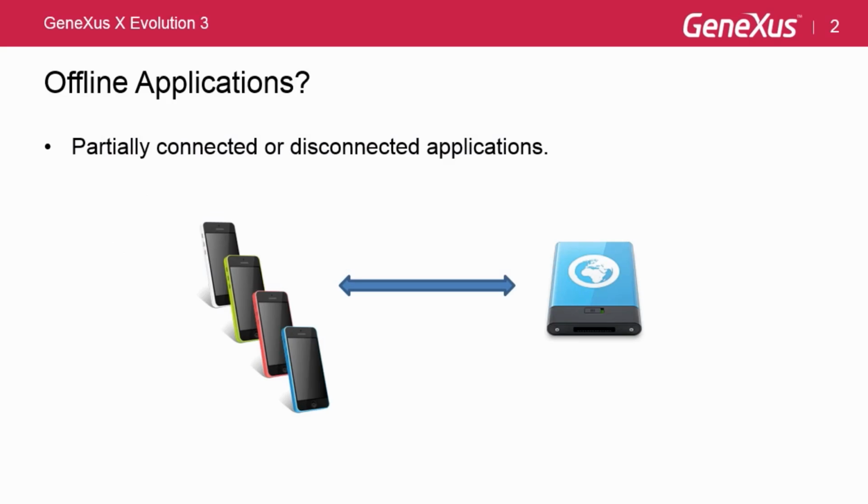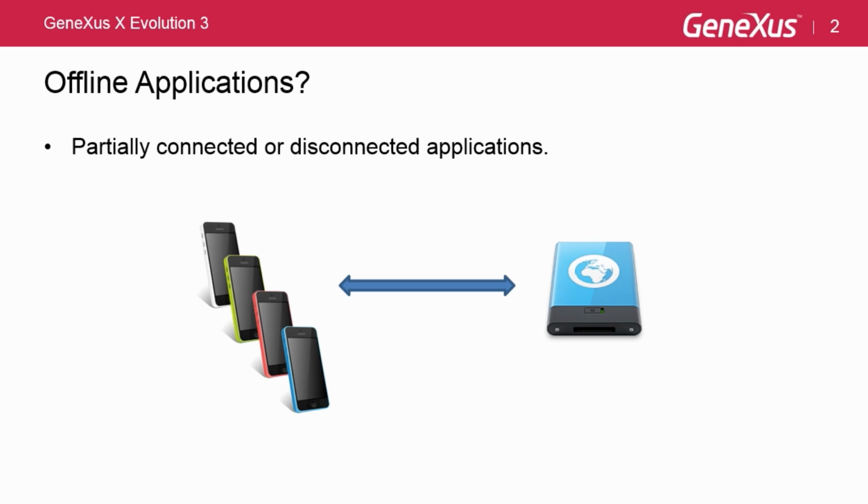So, let's start from the basics. That is, what are offline applications? Offline applications are partially connected, in other words, autonomous applications. And what does this mean? This means that when I'm using my application on my device connected to the internet, when that connection is lost, I will still have my application running. And when I do finally recover my connection to the internet, a synchronization process with the centralized server's database will take place.